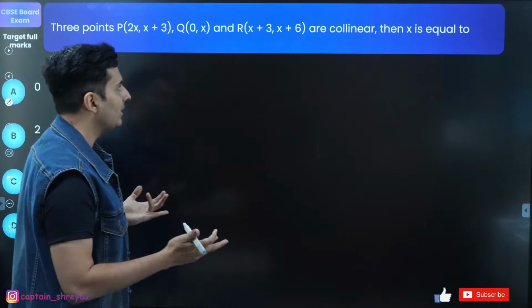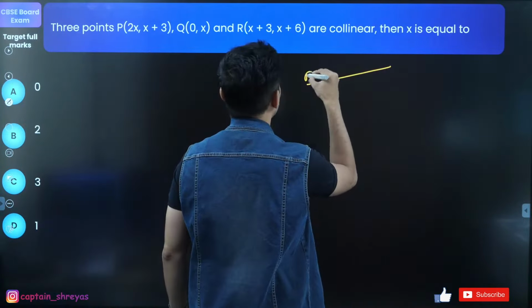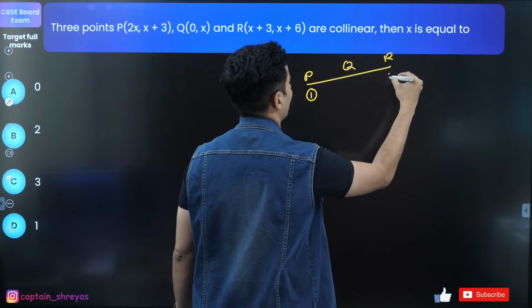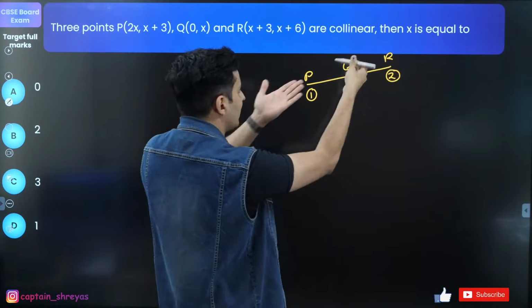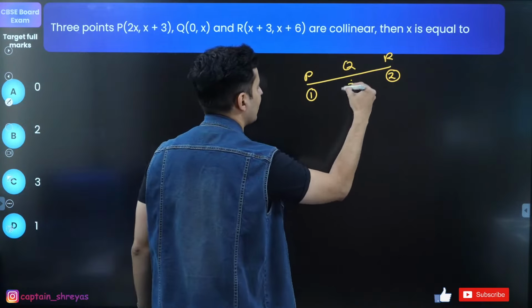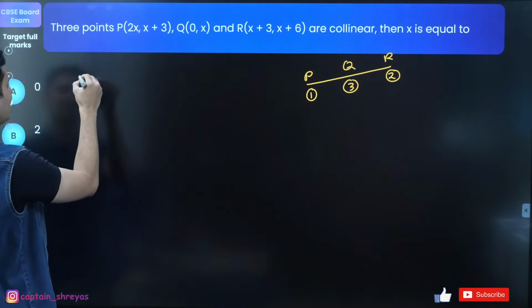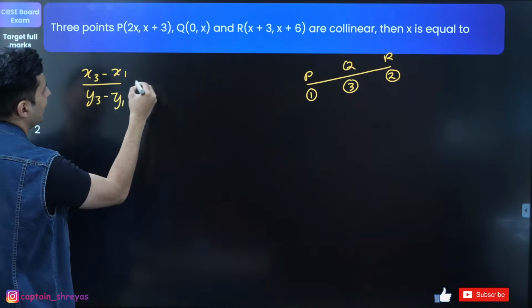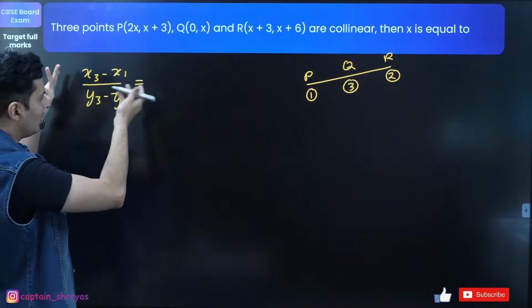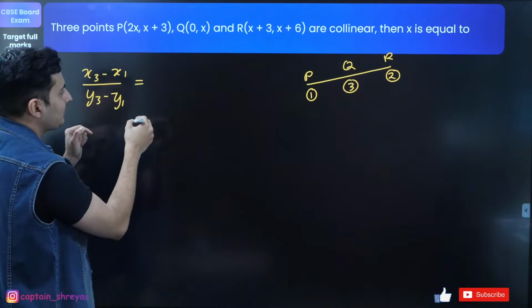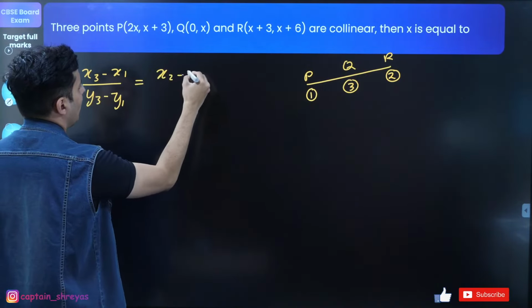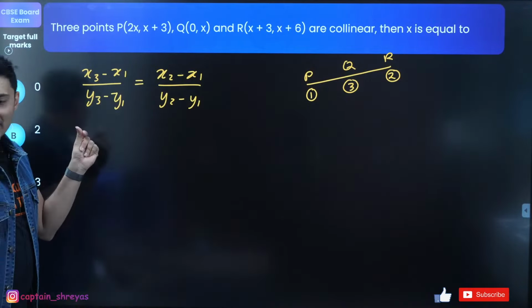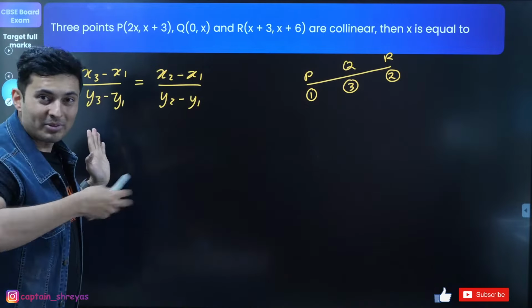So obviously, if points P, Q and R are collinear, let's say I call this point number 1, this point number 2, and this is in general some point. So why not do this? (x3 minus x1) upon (y3 minus y1), or you can do the inverse also, doesn't matter, will be equal to (x2 minus x1) upon (y2 minus y1). Yes or no? Exactly, perfect. So the slopes will be equal.